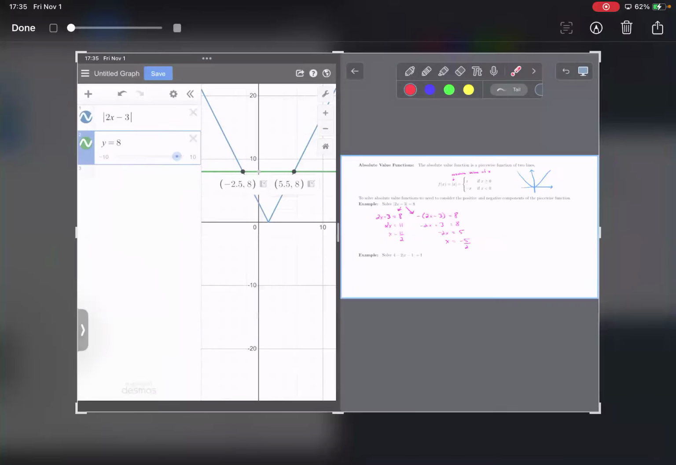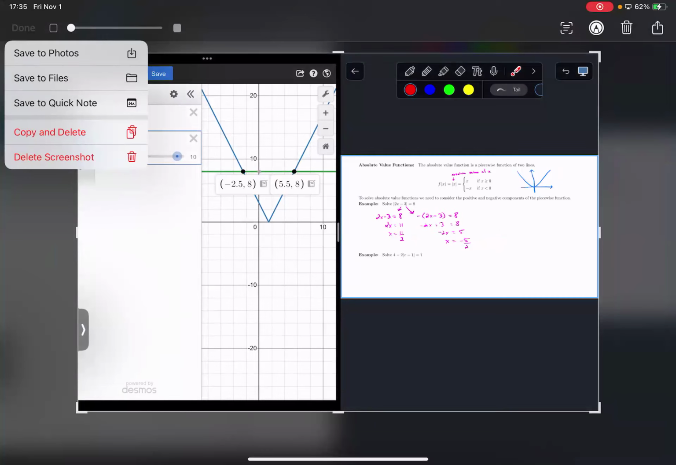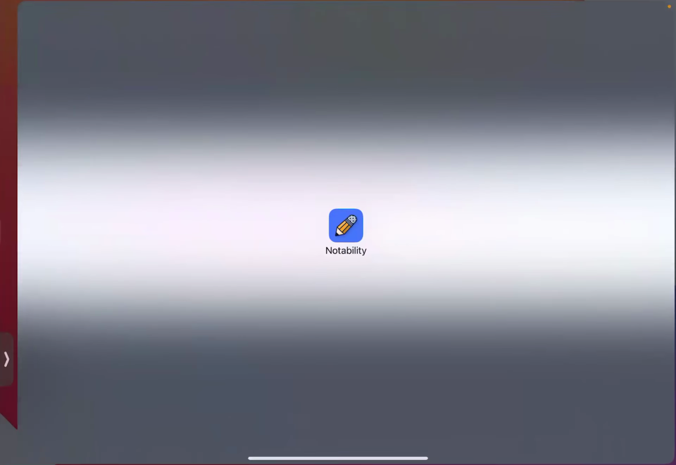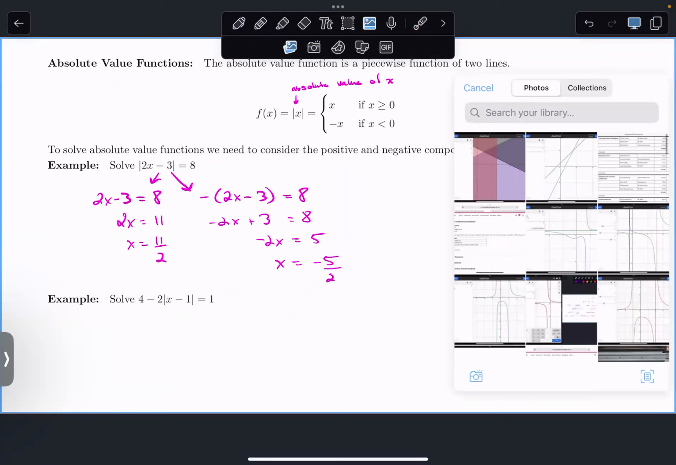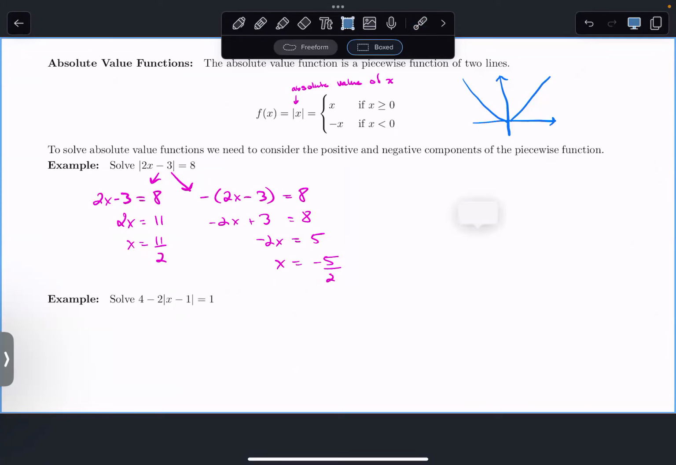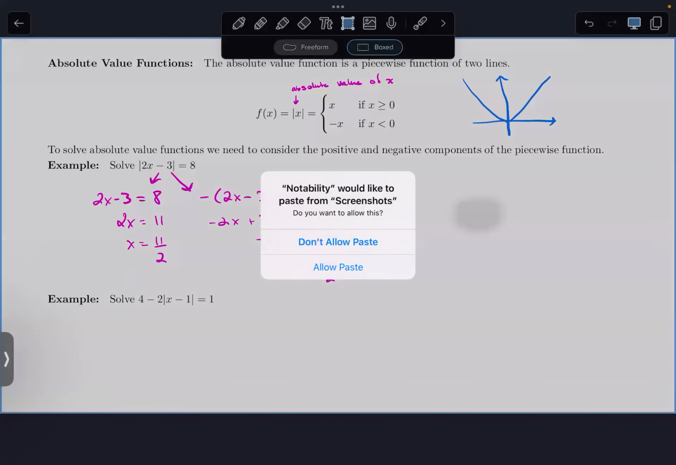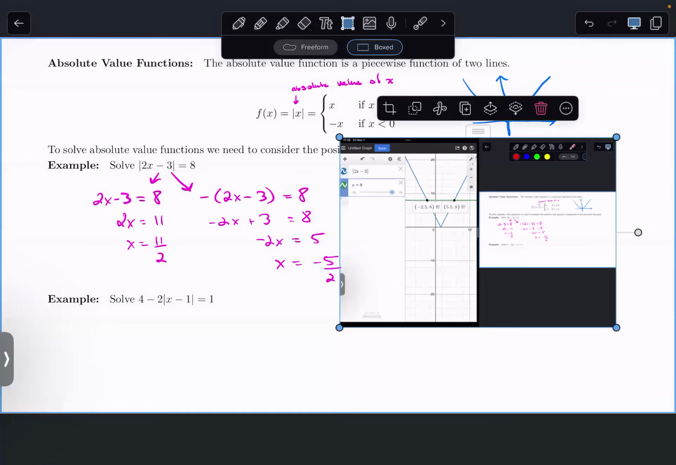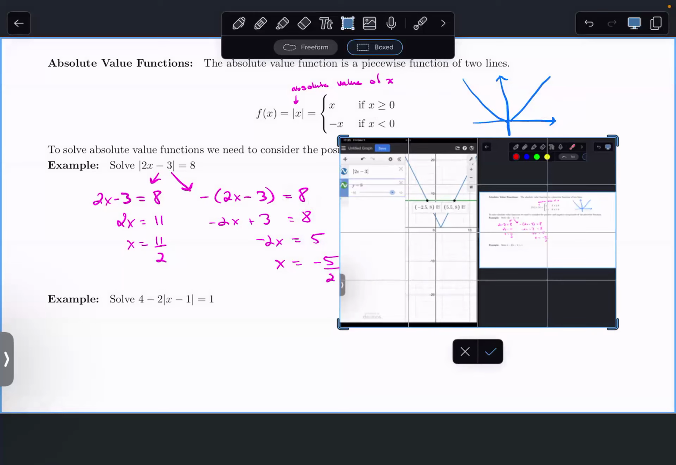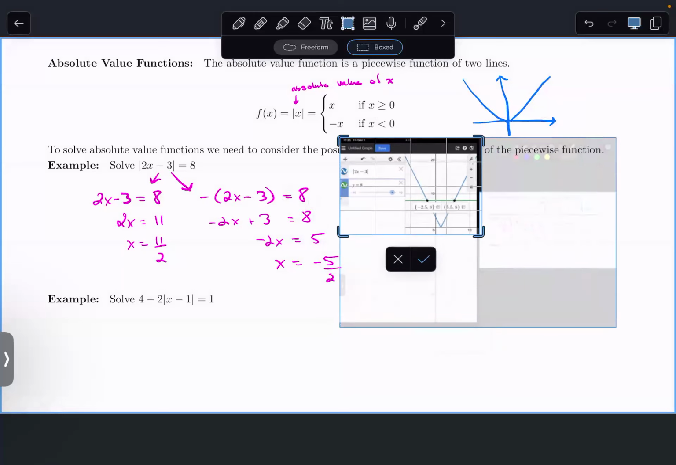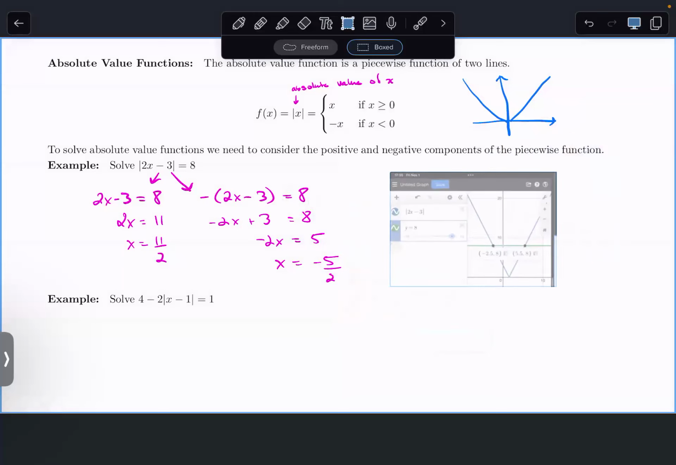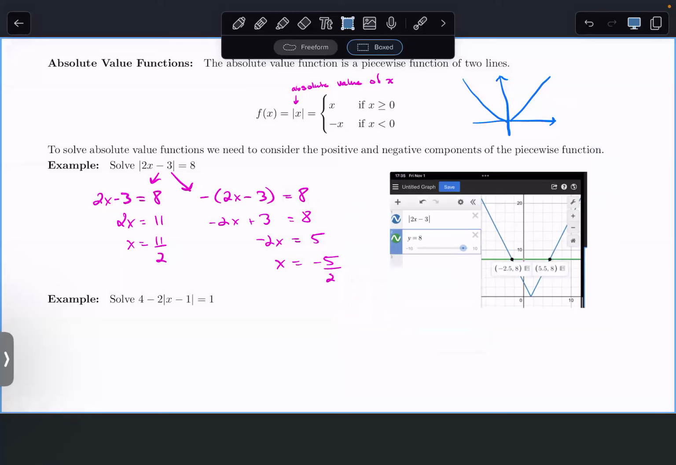Let's see. Can I copy and delete. Spicy. Copy. Paste. Allow paste. Score. Maybe, just maybe, I won't have to have a bunch of screenshots then. That's nice.